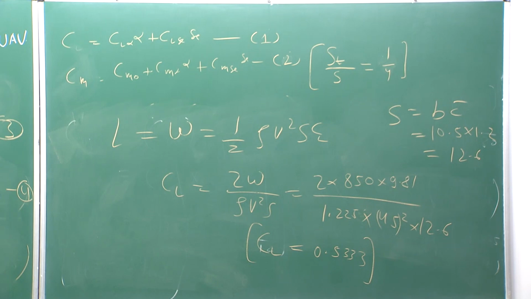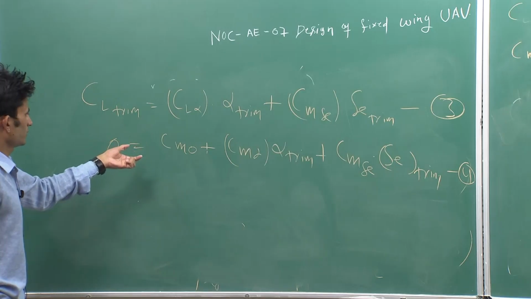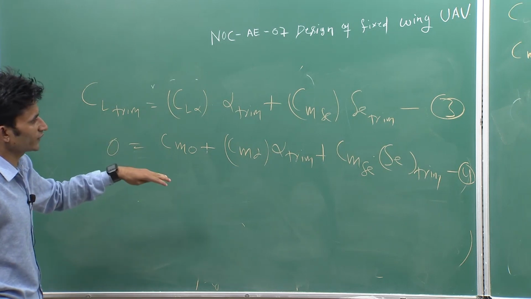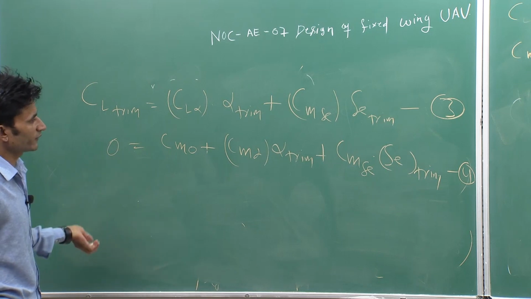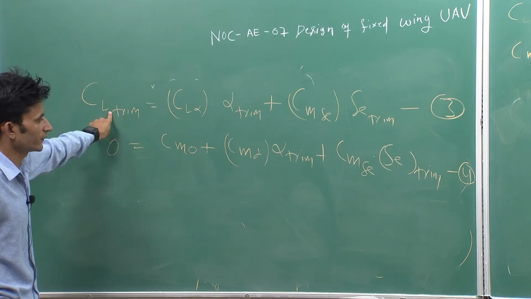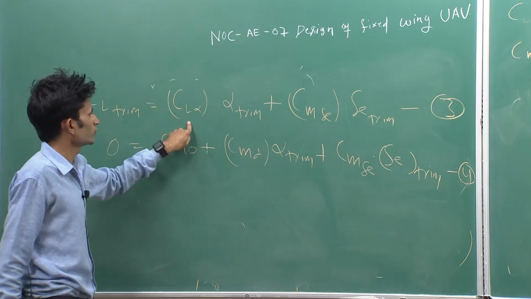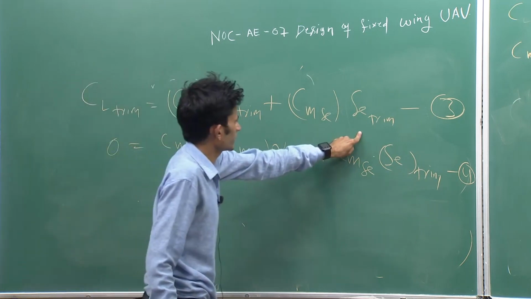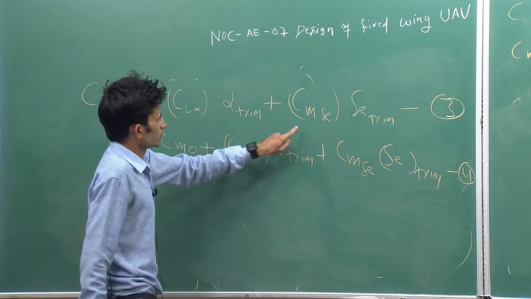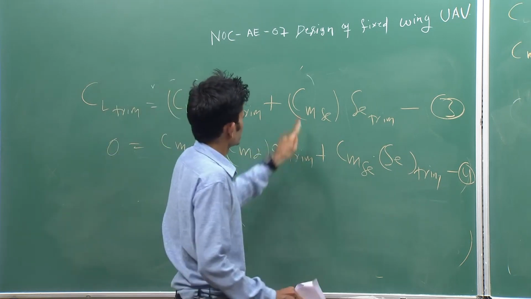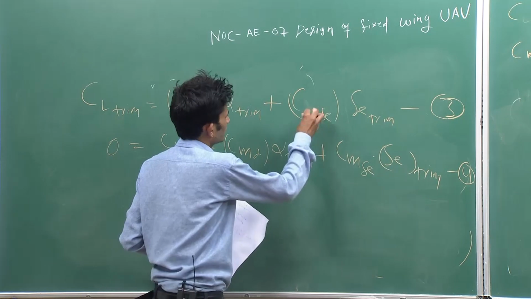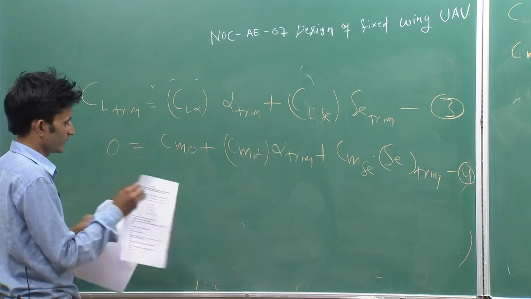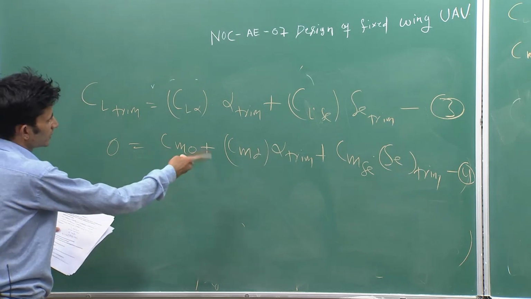So see this equation and you just figure out how much unknown we require, which variable we don't know. See, CL trim you already found out, 0.533. CL alpha you know, Cm alpha you know, Cm naught you know. Alpha trim and delta E trim you have to find. Two things you don't know: Cm delta E and CL delta E.